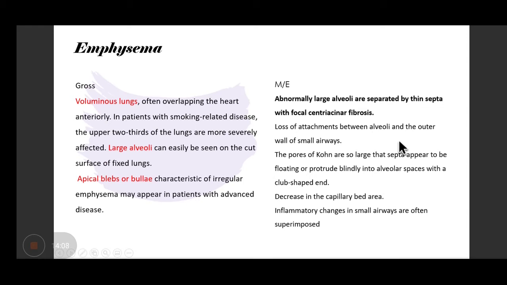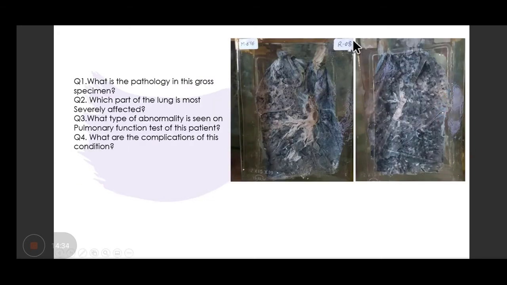There is no need to write the whole story in microscopy. You should just know that there are abnormally large alveoli which are separated by thin septa, and those septa are also broken, and there is some fibrosis which is present. Okay. Then as I told you, you should know the types pan-acinar and centri-acinar and which area of the lung they affect. All right. Again, I'll just emphasize on this bulla. There is a bulla, and in this lung nothing is visible. Okay, this is normal.